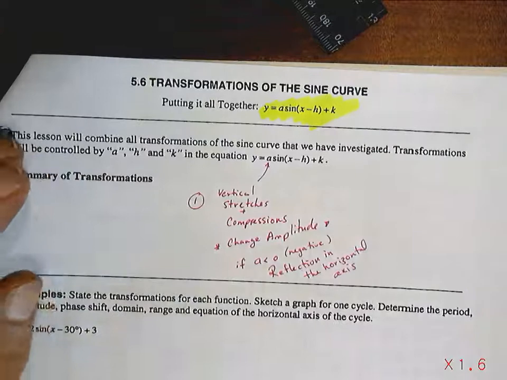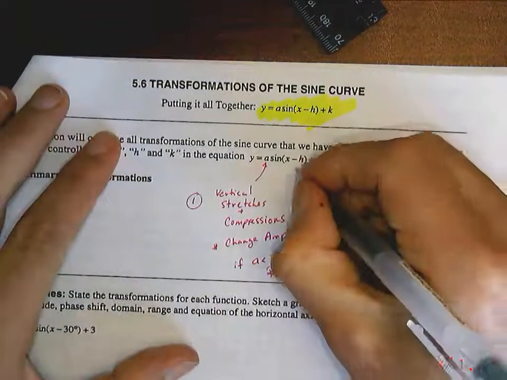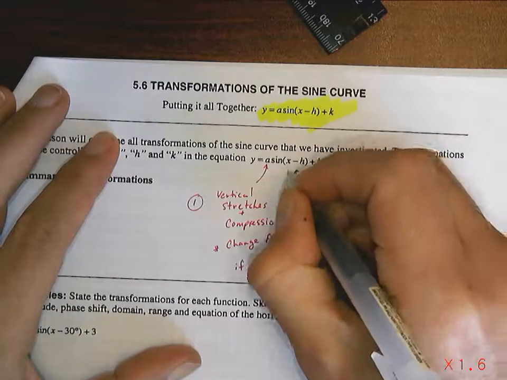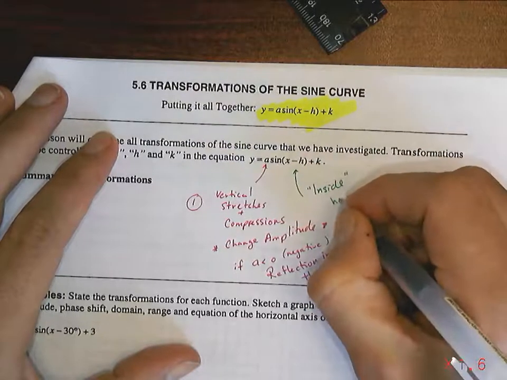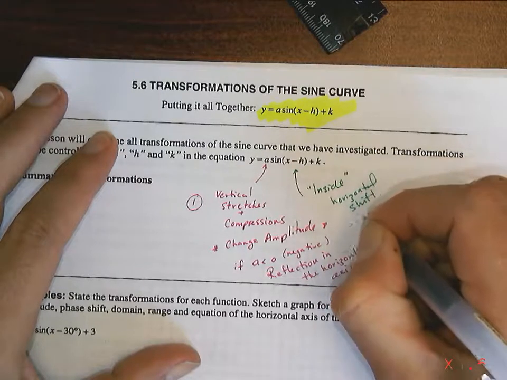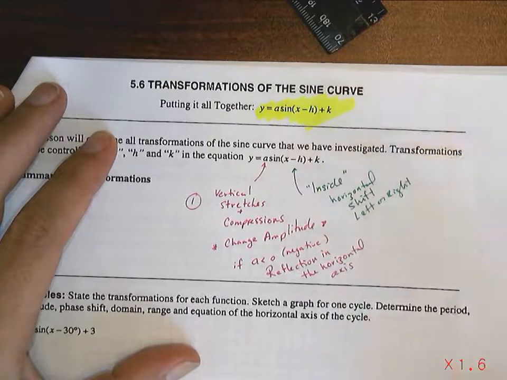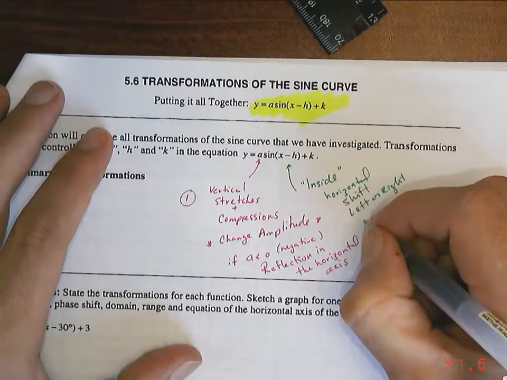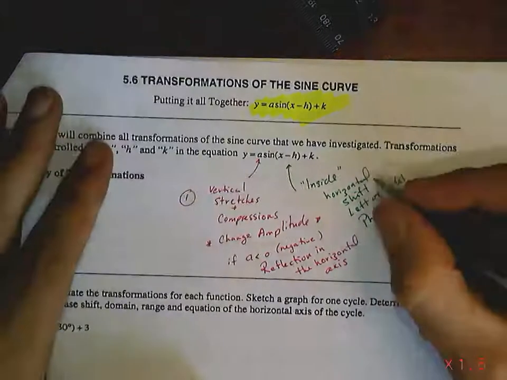Then we have the h. Now look at the h. I call this inside the sine function. It's inside the argument of sine, inside those brackets. So that's going to be a horizontal shift, left or right. It's also called a phase shift if you really want to be kind of, what's the word? Classy. I really think it's classy. You're going to call it a phase shift.